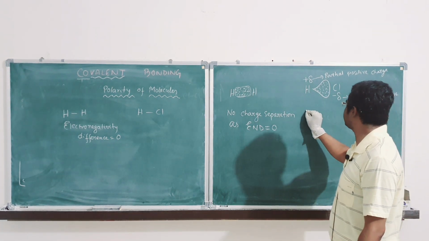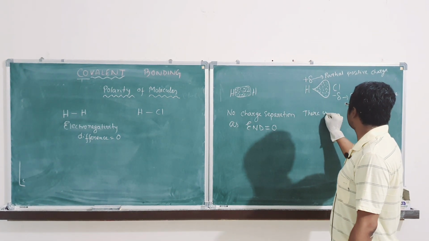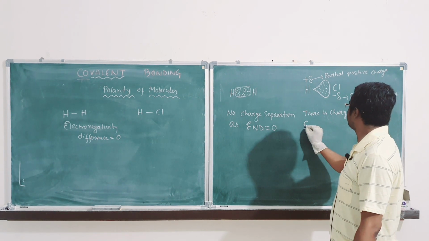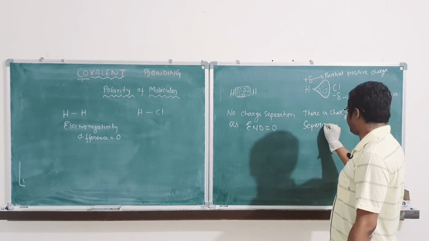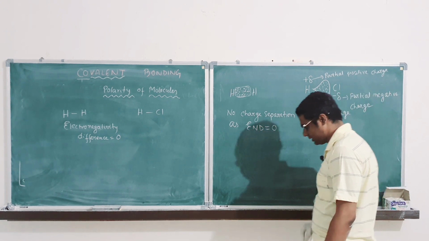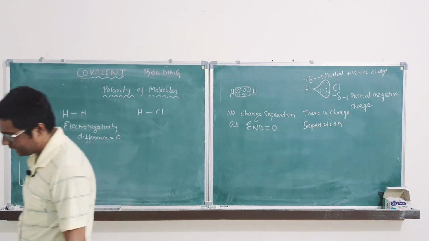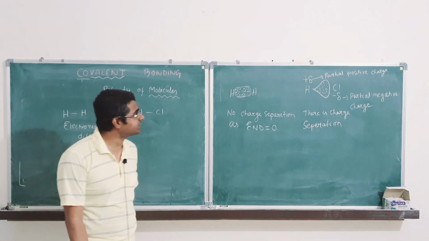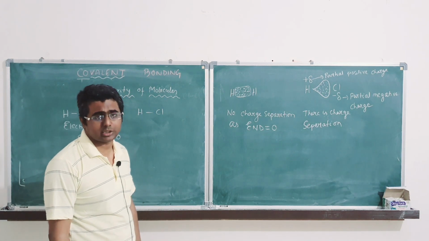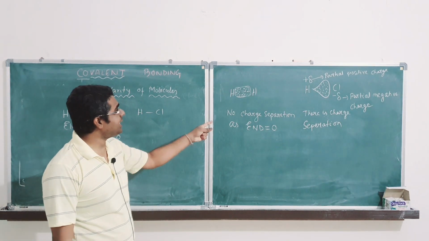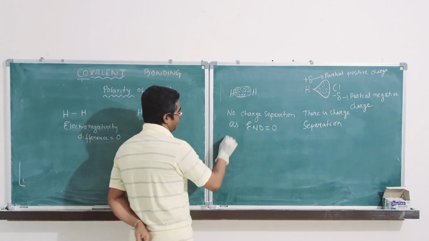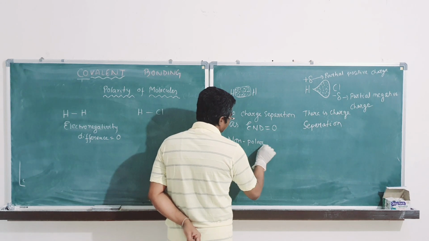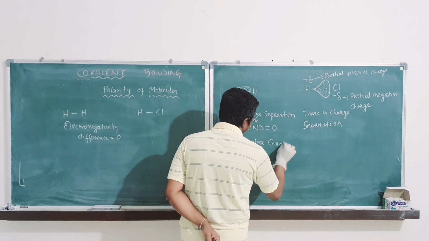So here there is charge separation, charge is getting separated from one another, right? There is charge separation, clear? So we are talking about bonds where there is charge separation, and bonds where there is no charge separation. Okay. So where there is no charge separation, this kind of bond is called non-polar covalent bond.